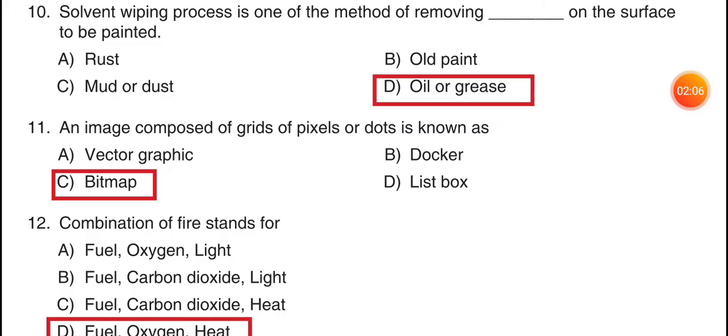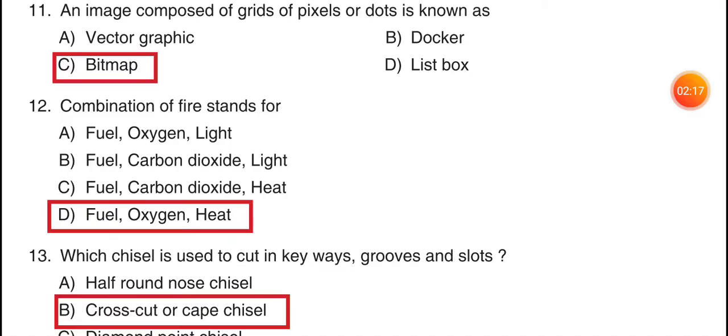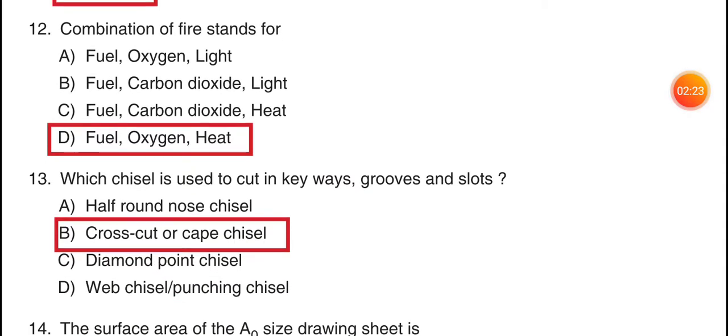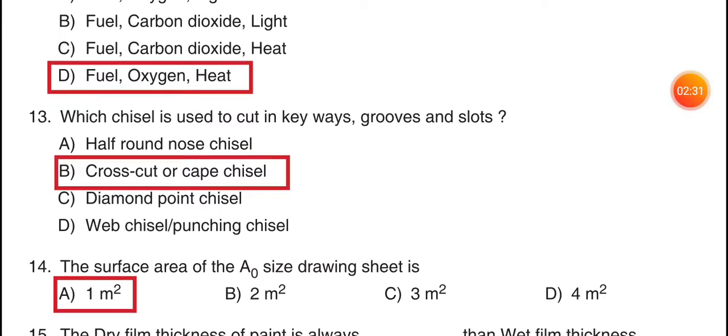10. Solvent wiping process is one of the method of removing dash on the surface to be painted. Option D, oil or grease. 11. An image composed of grids of pixel or dots is known as. Option C, bitmap. 12. Combination of fire stands for. Option D, fuel, oxygen and heat.